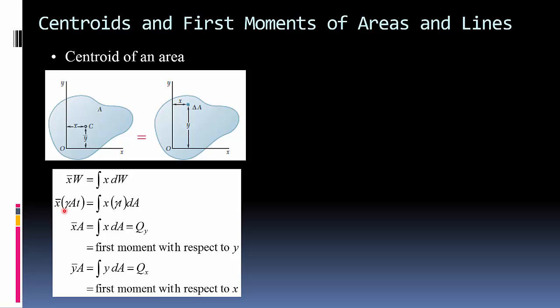And so we're saying x bar times the weight is equal to the integral of x dw. Well, the differential weight at any little point here is the differential area times its thickness times its specific weight. You'll notice this gamma and t are constant on both sides. You can divide throughout, and you have x bar A is the integral of x dA. This is what we are defining as the first moment with respect to y, and we're going to call it Qy. So Qy is the integral of x dA. That is the first moment with respect to y, and it's analogous with the first moment with respect to x, which is Qx.